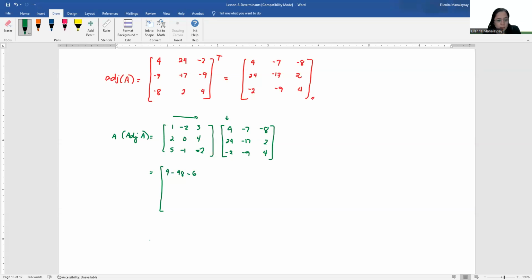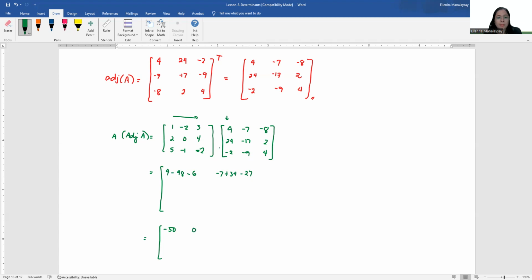So this is equal to 4 minus 48 is -44 minus 6, -50. Okay, so first row, second column, we have 1 times -7 is -7. 2 times -2 times -17 is +34 minus 3 times 9 is 27. -7 plus -27 is -34 plus 34.